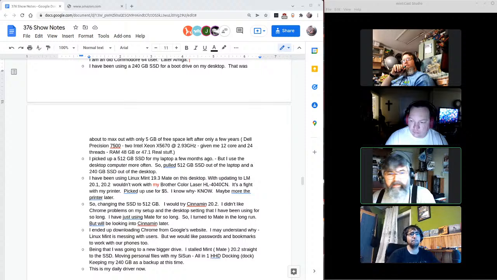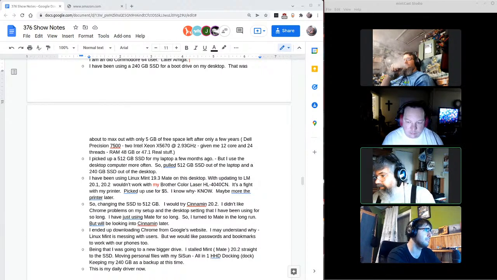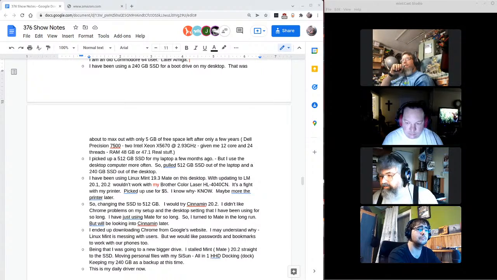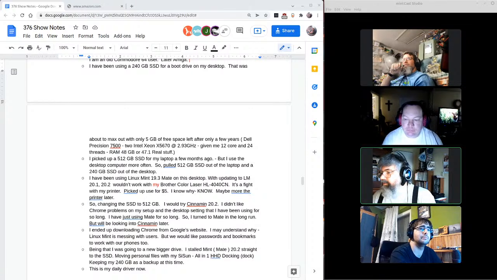I have a Brother color printer, an HL-4040CN, as a color printer networked. I would like to get one that's double-sided, because trying to tell Linux to print one side and then come back and print the other side, it doesn't do it properly in every program. Anyway, I have problems with that particular driver for that system because it uses CUPS 3.0, which has been updated. That's why I stuck around with 19.3 for so long.